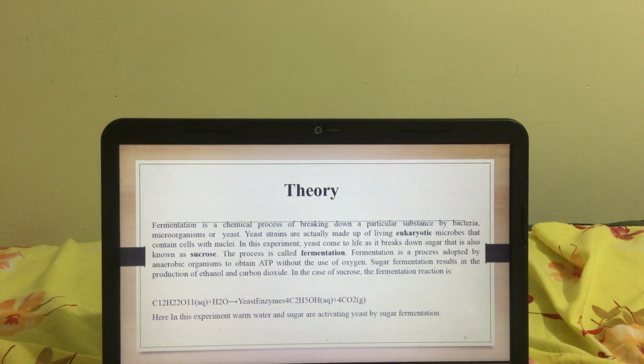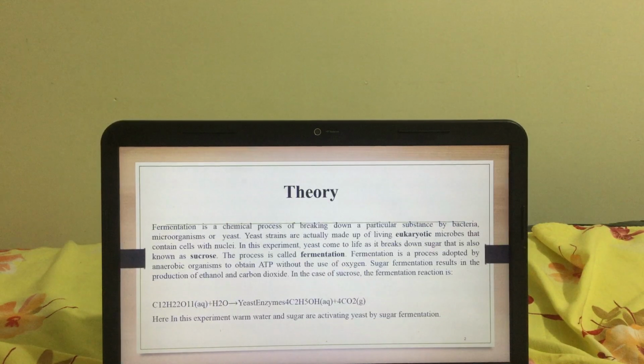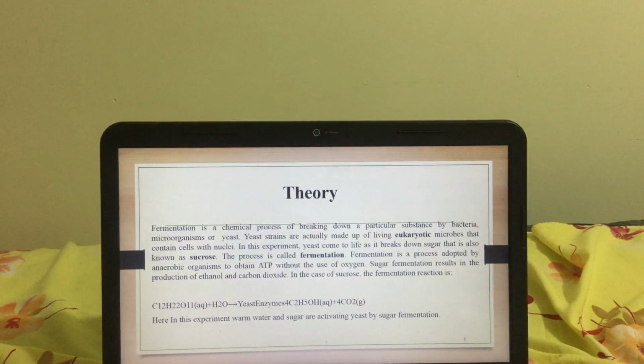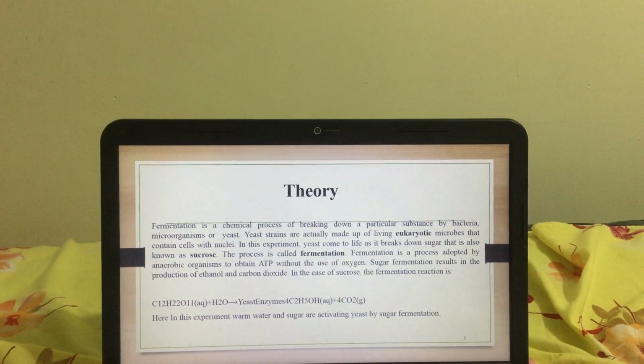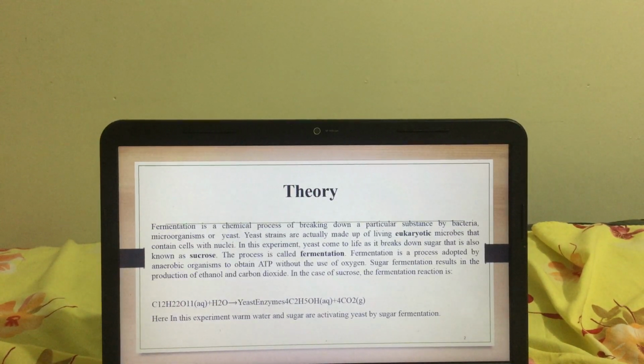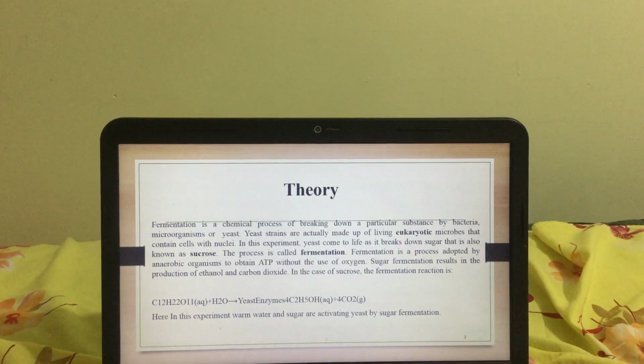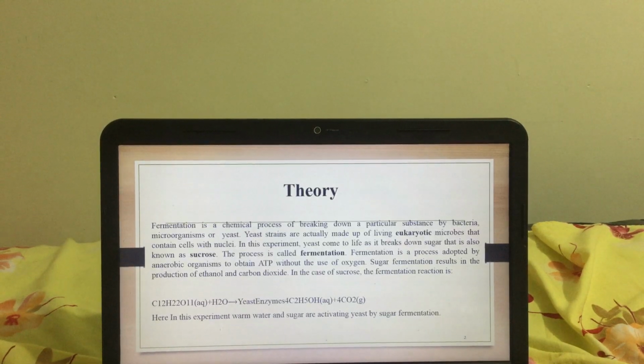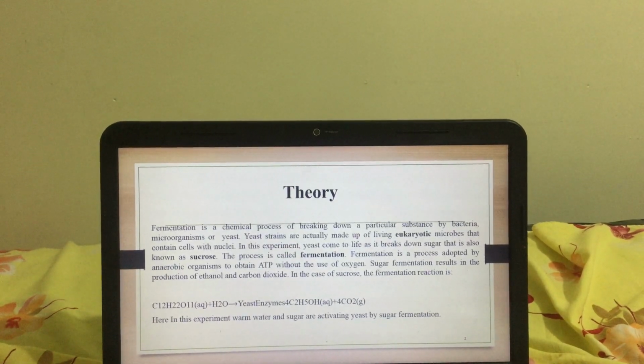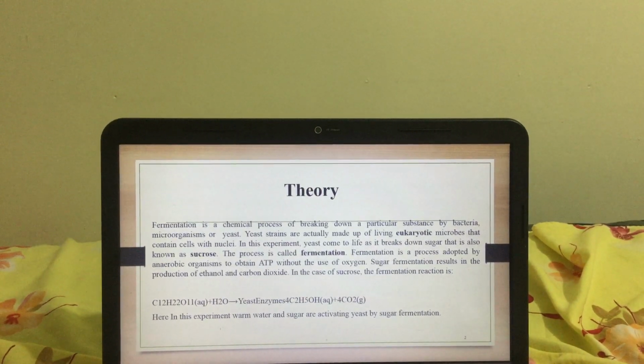For the theory, fermentation is a chemical process of breaking down a particular substance by bacteria, microorganisms, and yeast, where yeast strains are made up of living eukaryotic microbes that contain cells with nuclei. As we all know, yeast comes to life as it breaks down sugar, also known as sucrose, and this process is called fermentation.